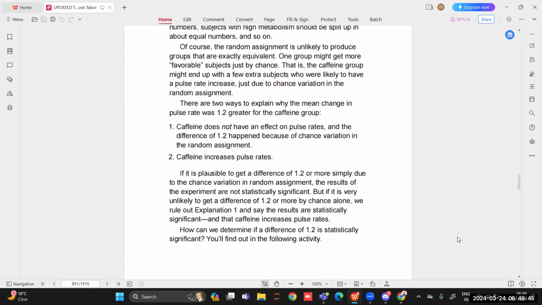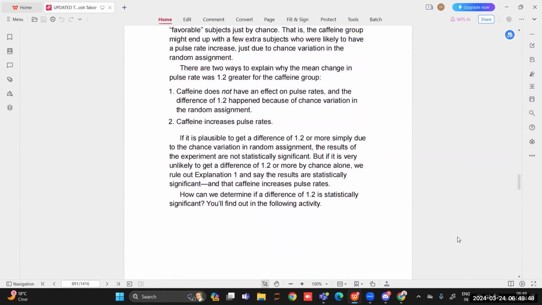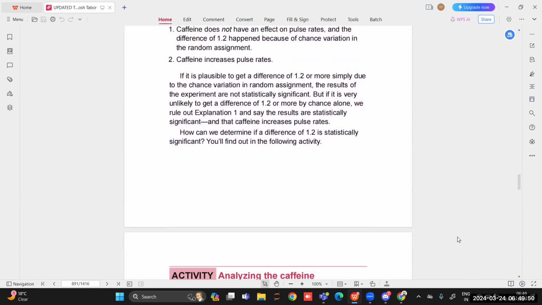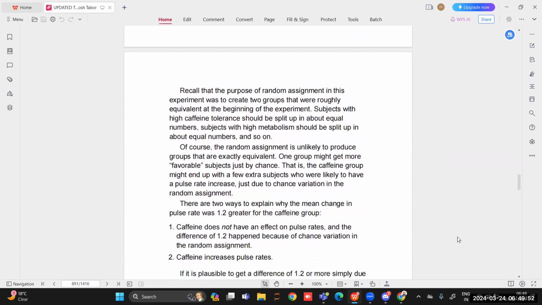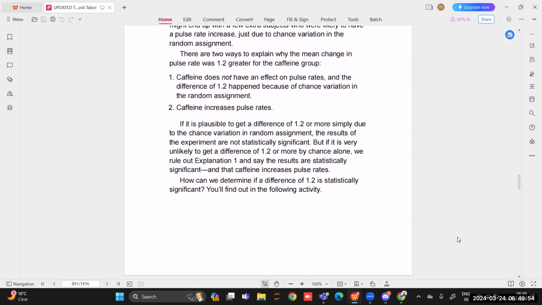There are two ways to explain why the mean change in the pulse rate differs for the caffeine group. We'll read it, it's important. Caffeine does not have an effect on pulse rate, and the difference of 1.2 happened because of chance variation in the random assignment. These are all things we have studied.